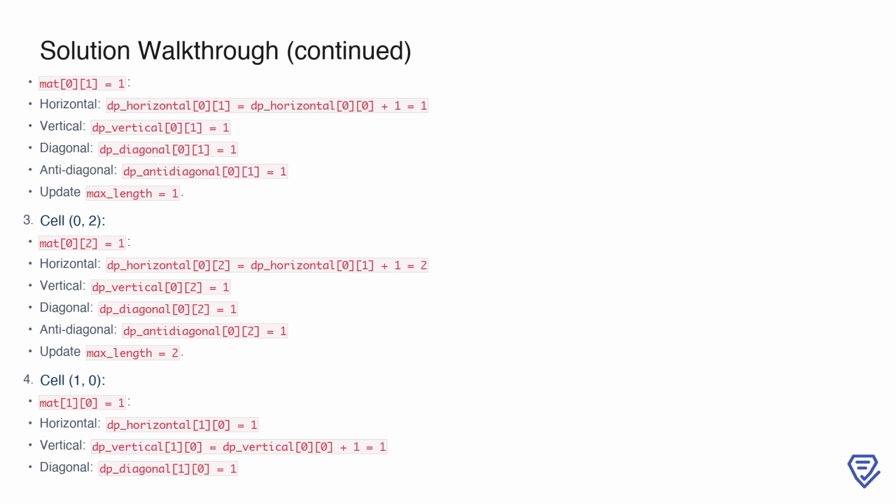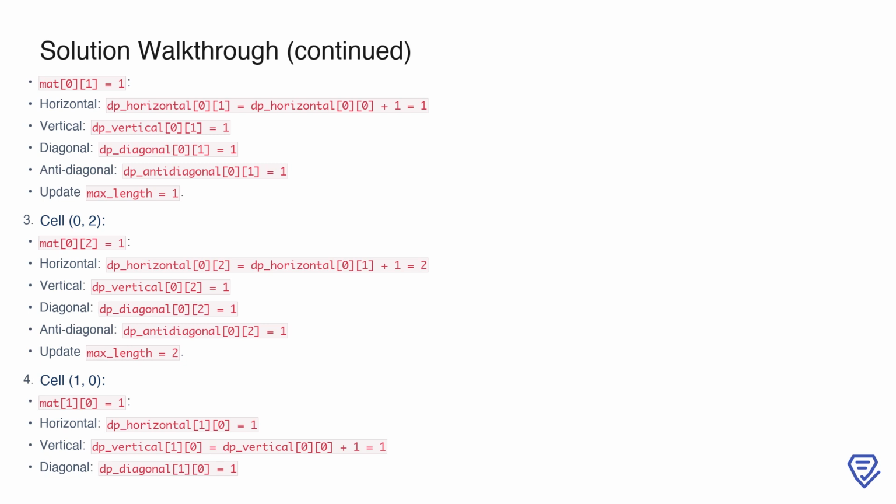Now, at cell 0, 2, the value is still 1, so we continue updating the dp arrays. For the horizontal direction, dp_horizontal 0, 2 becomes 2, as it extends the sequence from 0, 1. The vertical, diagonal, and anti-diagonal values remain 1, as there is no consecutive sequence in those directions. The max_length is updated to 2.